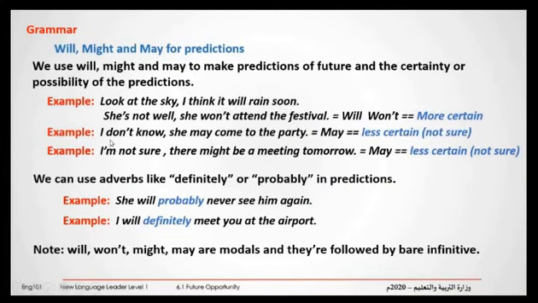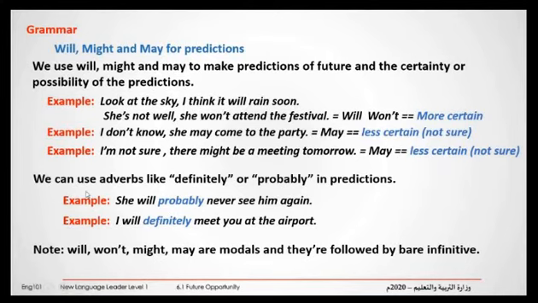Example 2. I don't know. She may come to the party. May makes the possibility less certain. You're not sure about this. Example 3. I'm not sure. There might be a meeting tomorrow. Might is also used to make it less certain, and you're not sure. The main difference between them is that might is used more in formal situations.